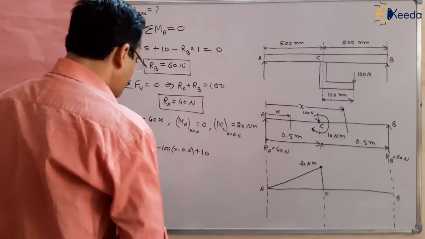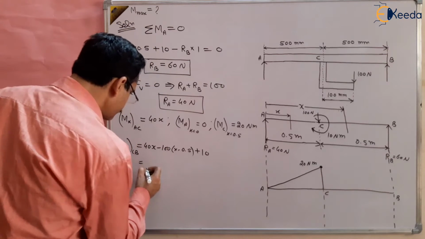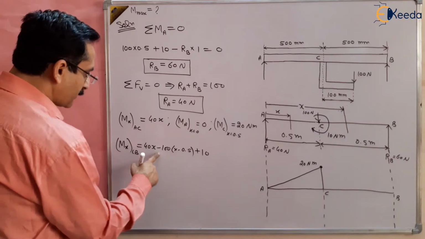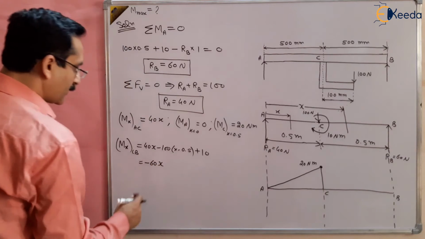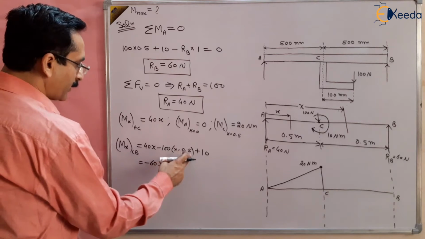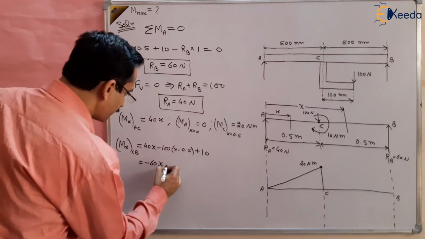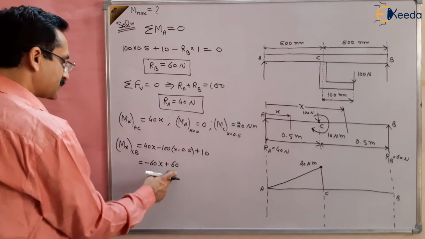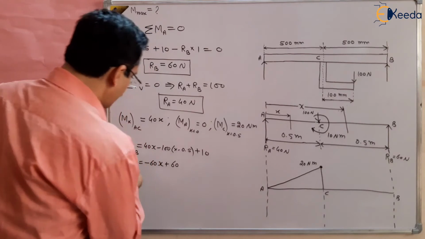So this is the bending moment, and that will come out to be 40x minus 100x, this is minus 60x. 100 multiplied by 0.5 is 50, plus 50 and plus 10, this is 60. So minus 60x plus 60, this is the bending moment. Now it is valid between C to B.